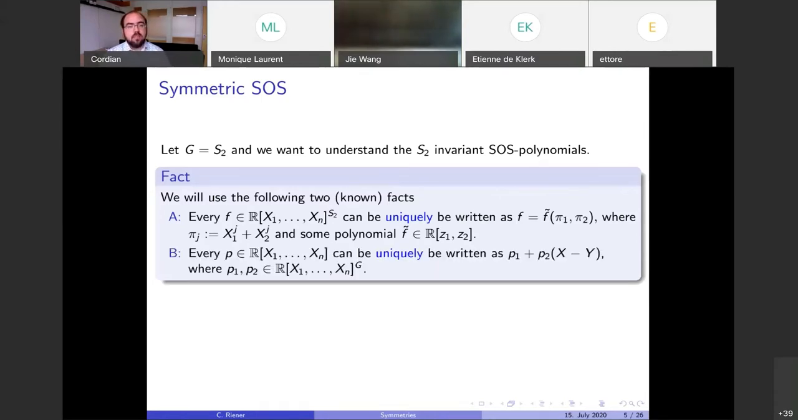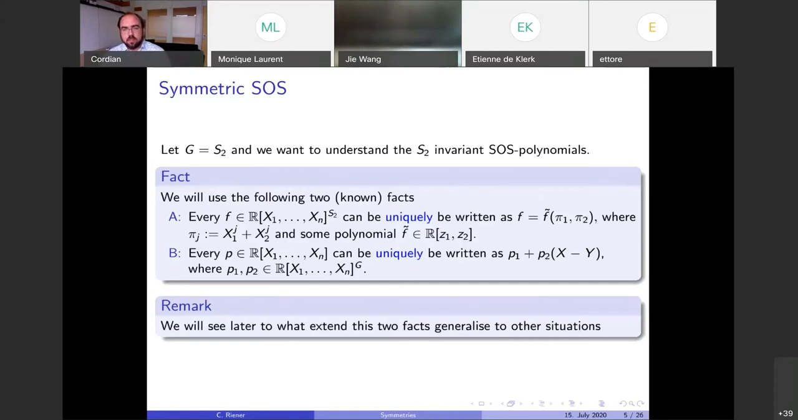And the second fact that we will be using is that whenever I have a polynomial that is not necessarily a symmetric polynomial, any polynomial, again in two variables only, it can be uniquely written as p1 plus p2 times x minus y, where p1 and p2 are S2 invariant polynomials. Okay? So this is, of course, a very, very particular situation we are looking at, but we will see later how exactly those two facts generalize to much more general situations.